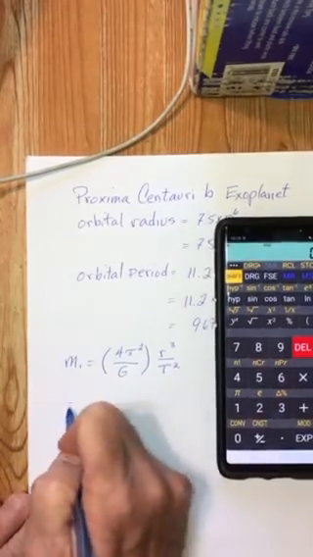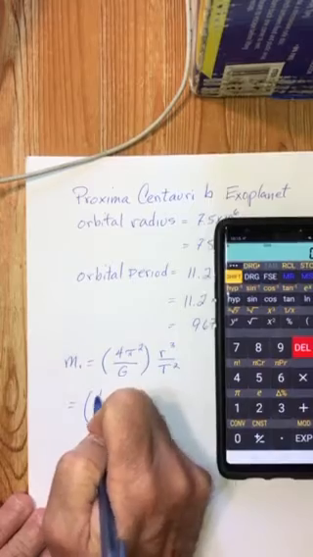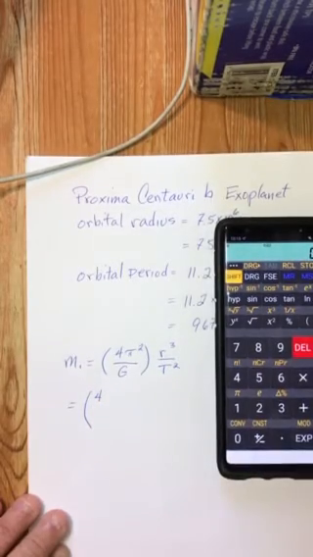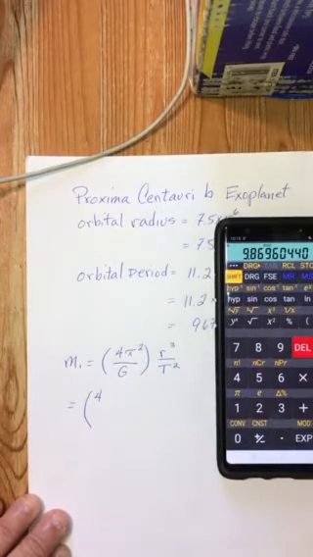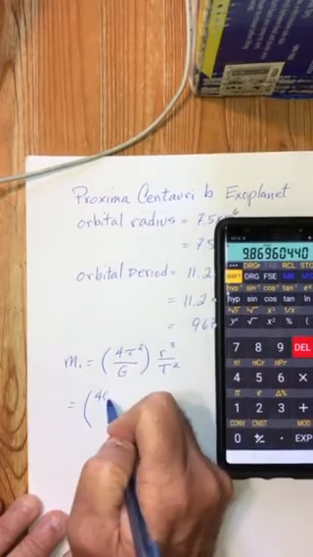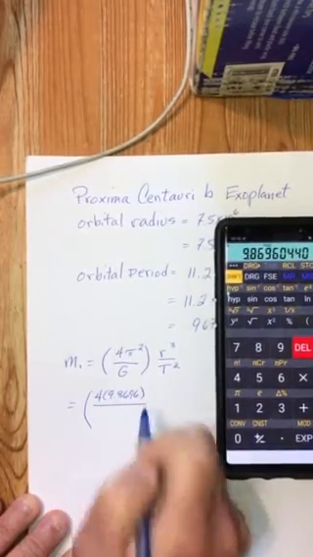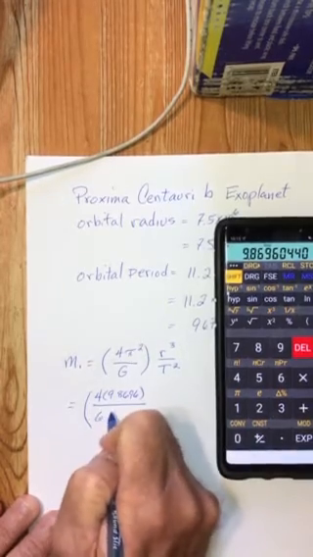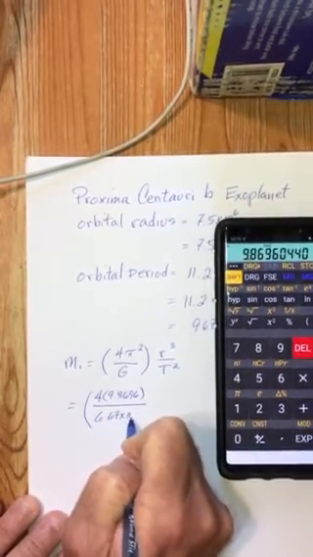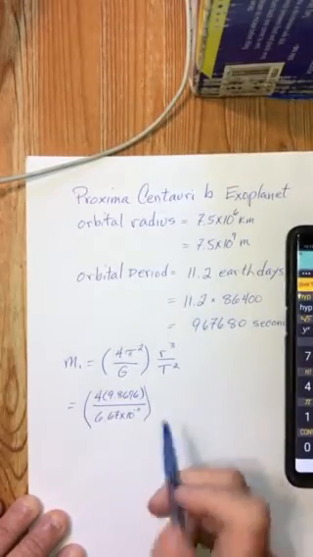Okay, so the first thing is let's figure out what is in these parentheses. This is 4 pi squared. So we're going to get pi and then square it. And so we see that that is 9.8696. And then we're going to divide by capital G, which is 6.67 times 10 to the negative 11th. So we have that so far.